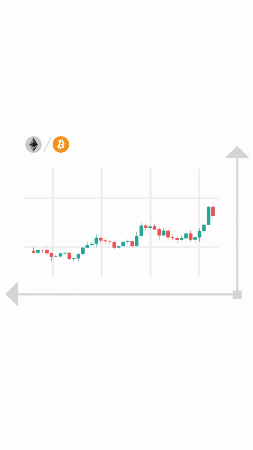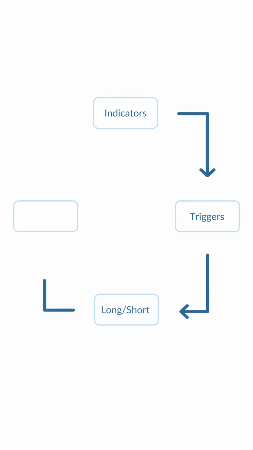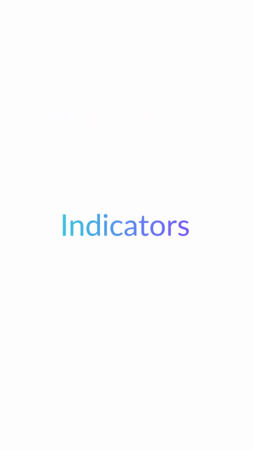Executing a backtest consists of 4 crucial steps: selecting appropriate indicators, defining specific trigger conditions, creating long and short trade conditions, and determining the market parameters for the backtest. Once complete, Tradable will process the data and deliver a comprehensive system report within a few moments. Let's start the process by selecting some indicators.